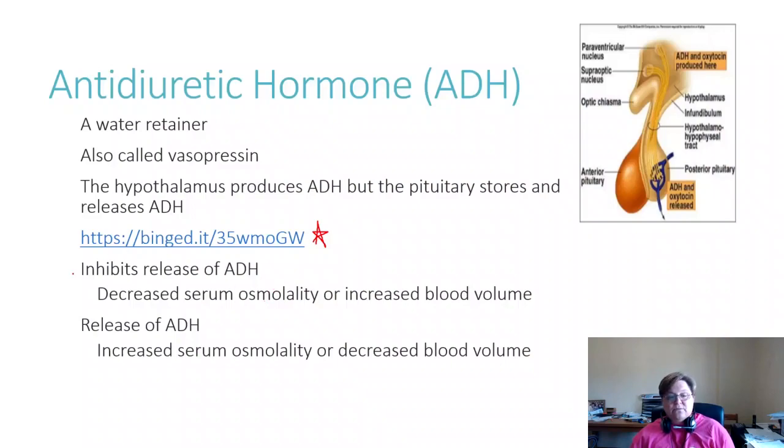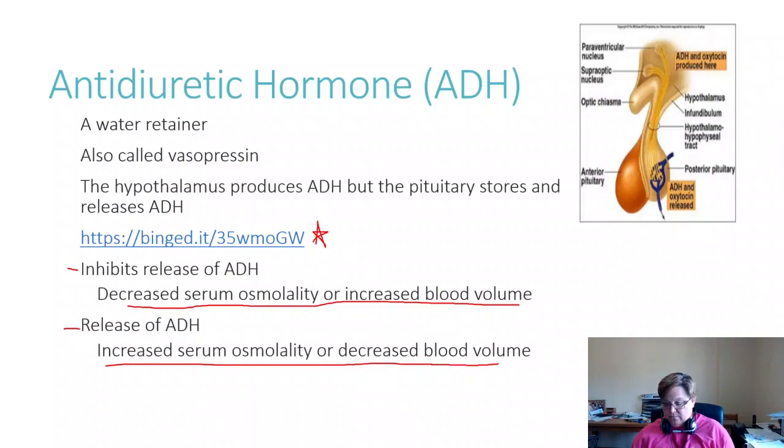We can inhibit the release of ADH, or we can release more ADH. If we inhibit the release, then that actually occurs if we have a decreased serum osmolality or an increased blood volume. The opposite, a release of ADH, is initiated when we have an increased serum osmolality or a decreased blood volume.